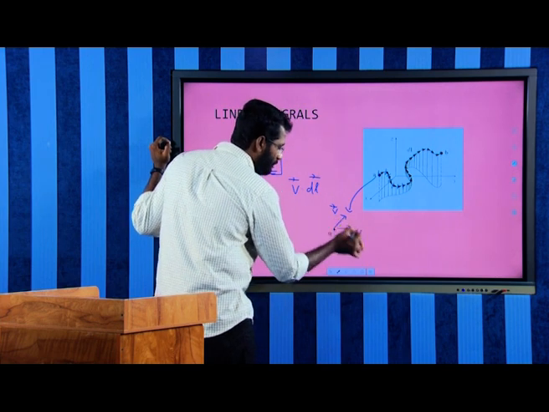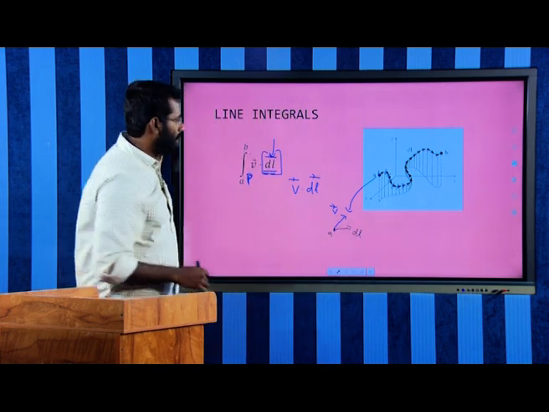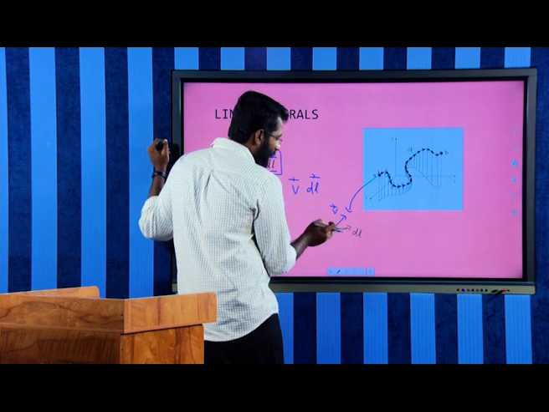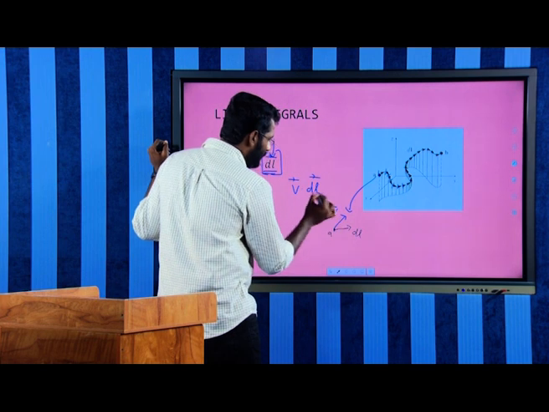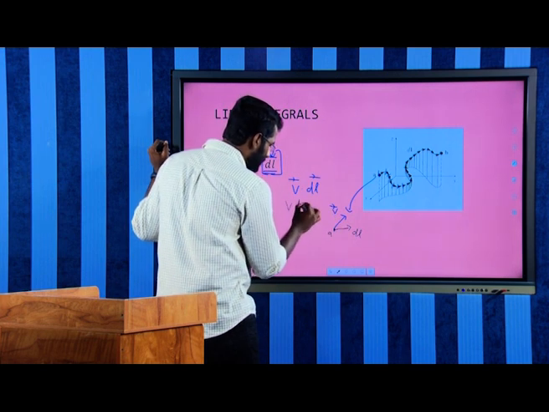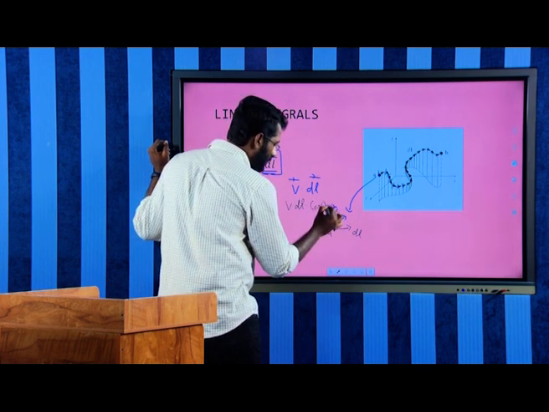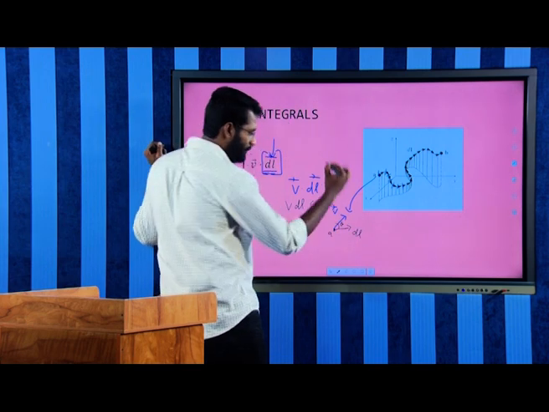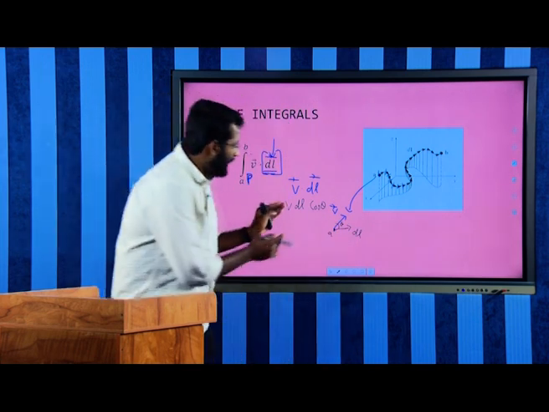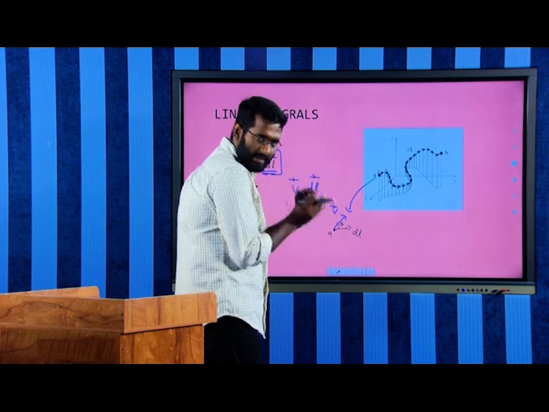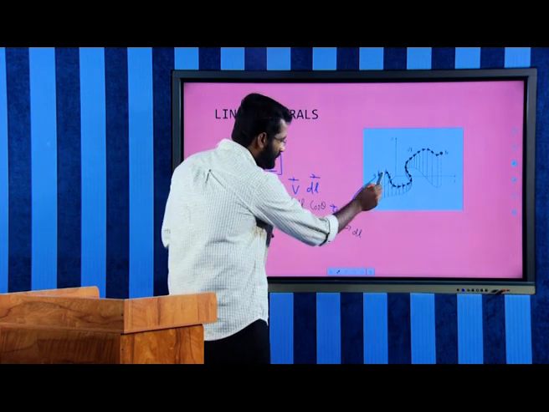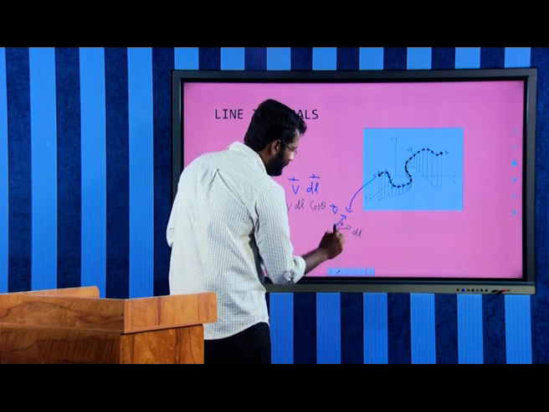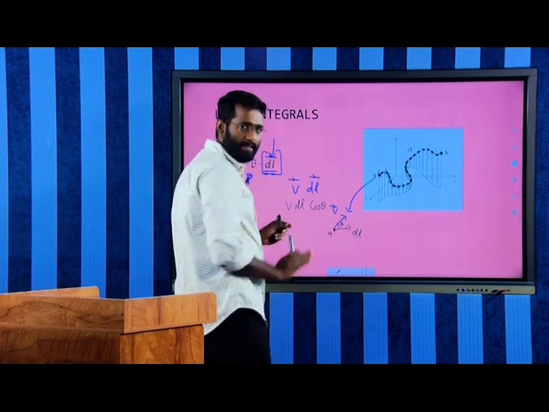So, we can take v dot dl. The v is actually along this direction. Now, v dot dl means v dl cos theta, and theta is the angle between v and dl. So, we are actually picking out the particular component of v along dl. At this point we get v dot dl, that means the amount of v along this direction.